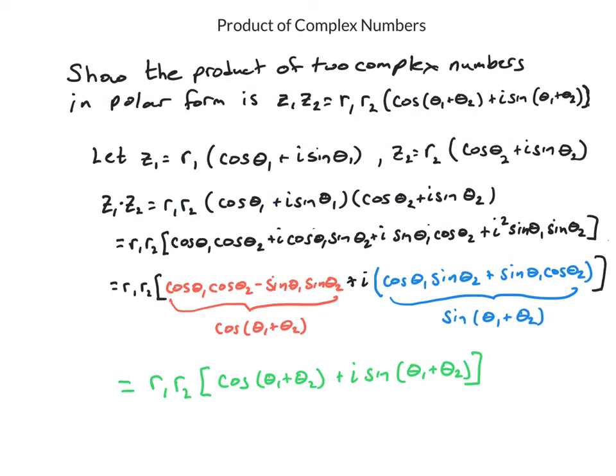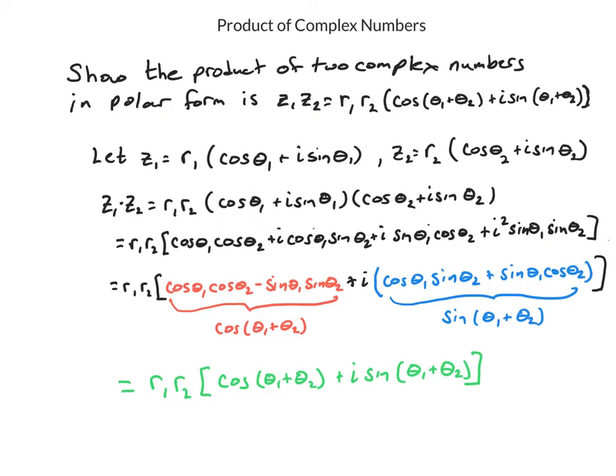Now, the first thing we want to do is go through the derivation of the product, how we find the product of two complex numbers that are written in polar form. So in this case, we want to show that the product of two complex numbers, z1 and z2, is equal to this expression right here. We're going to let z1 equal r1 times the cosine of theta 1 plus i sine of theta 1, and z2 is r2 times the cosine of theta 2 plus i sine of theta 2.